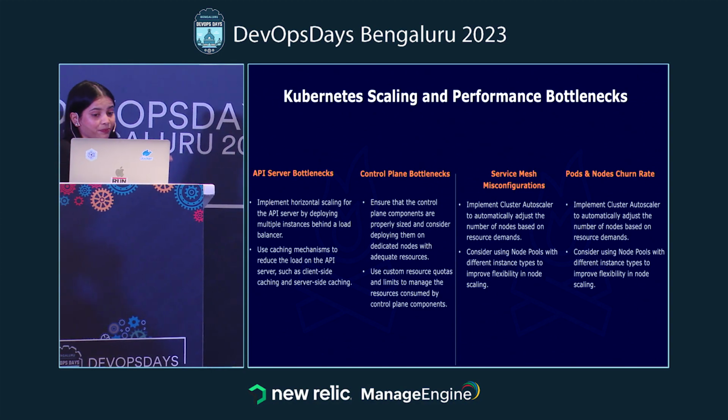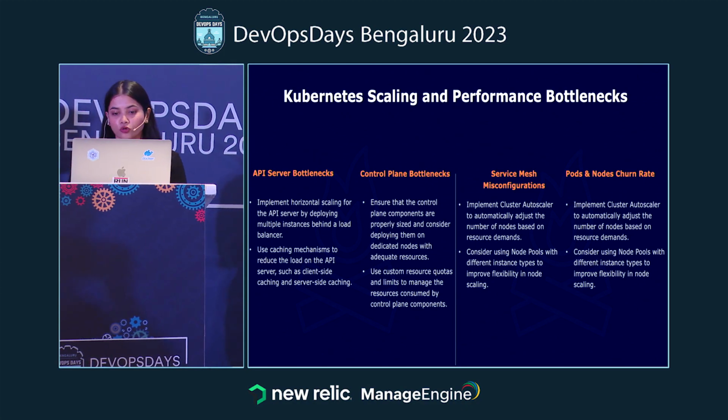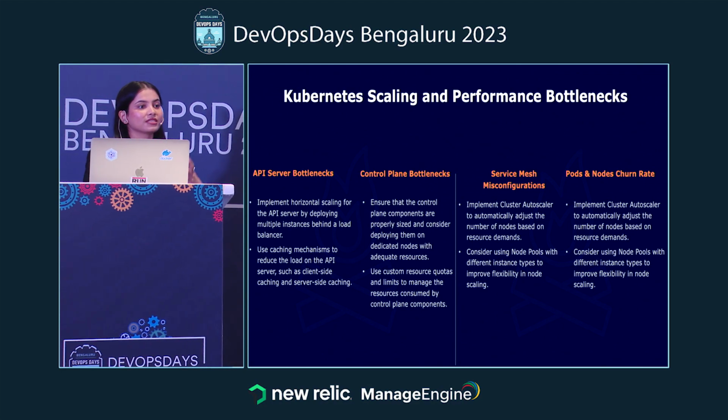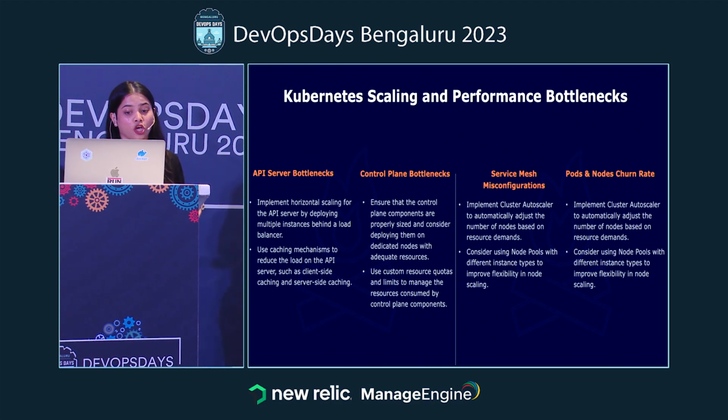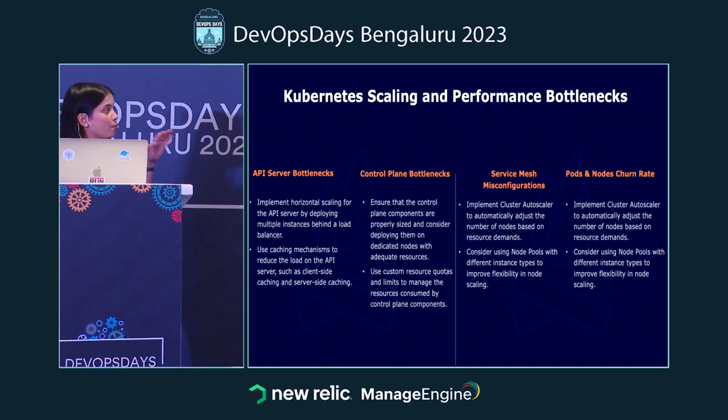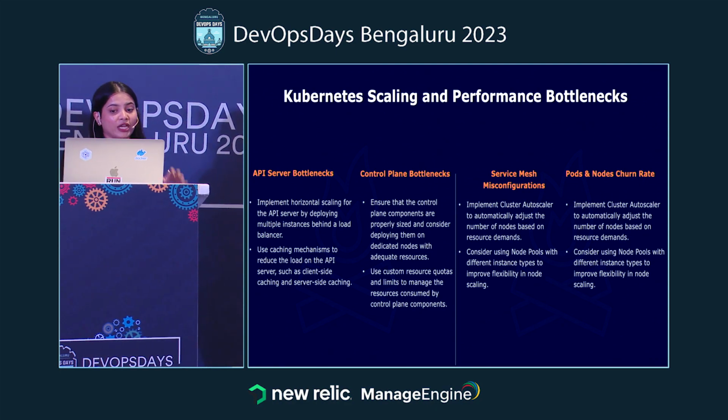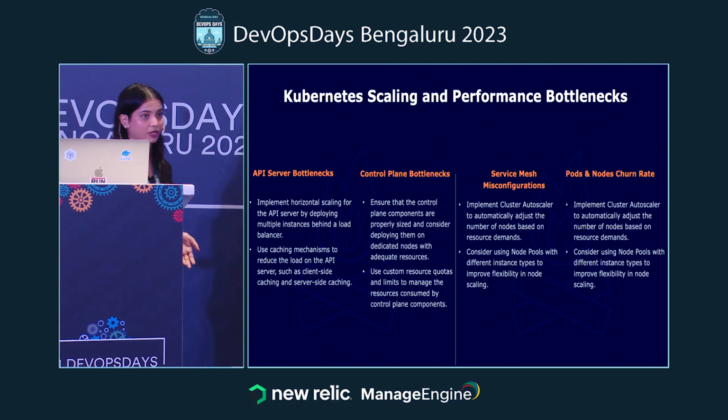Lastly, we have the high rate of pod and node churn within the cluster, which can decrease the overall performance and scalability of your cluster. You must implement well-defined naming conventions and service labeling for that.